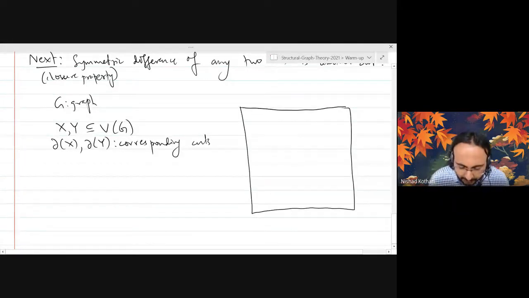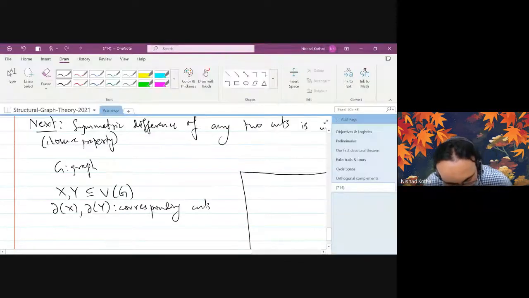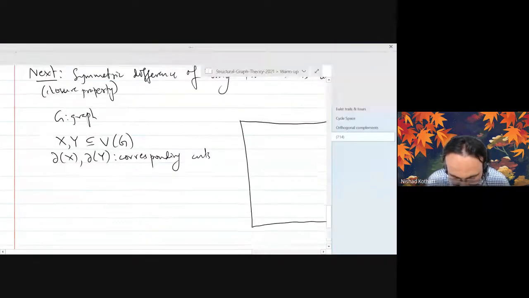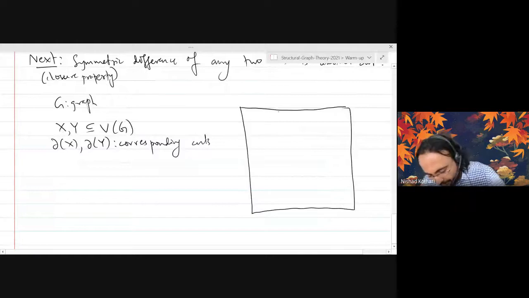This reminds me of an interesting story, because when I learned about cuts, my advisor would always use this drawing, and I couldn't understand why he was so obsessed with it until I eventually realized the power of this drawing. So hopefully I will be able to convince you why this drawing is very powerful.